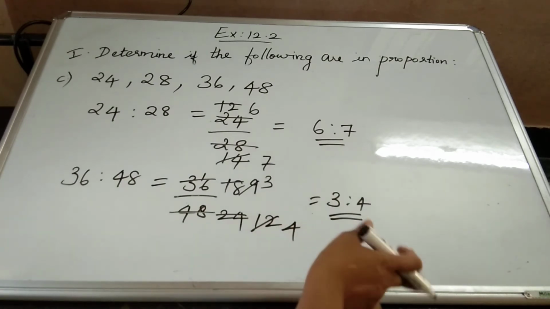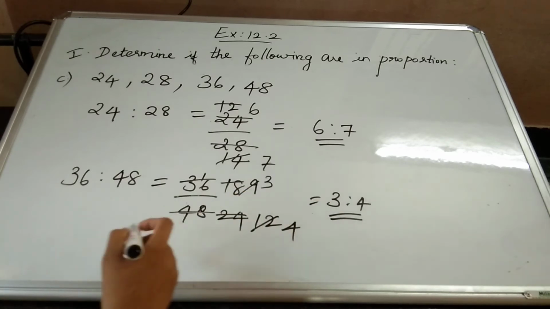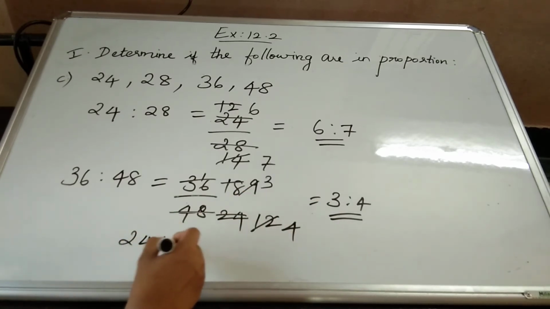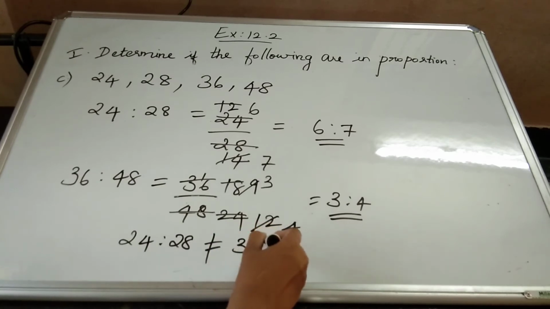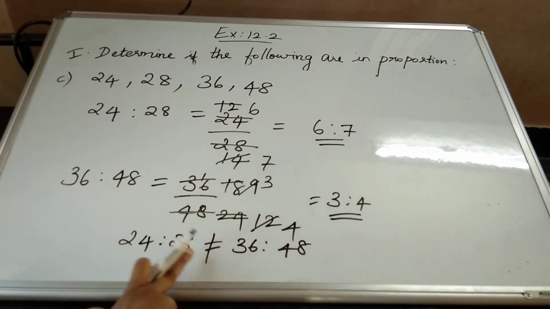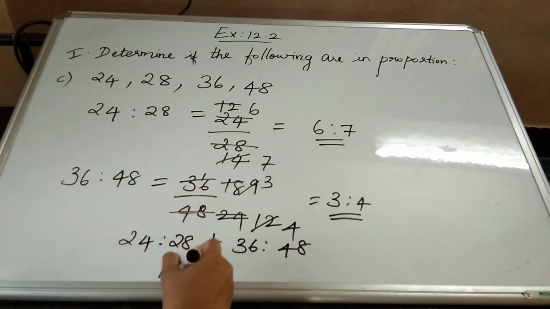Are the ratios equal? No, they are not equal. So 24 is to 28 is not equal to 36 is to 48. This symbol I told you, not equal to. So they are not in proportion. So are they in proportion? No, they are not in proportion. Clear?